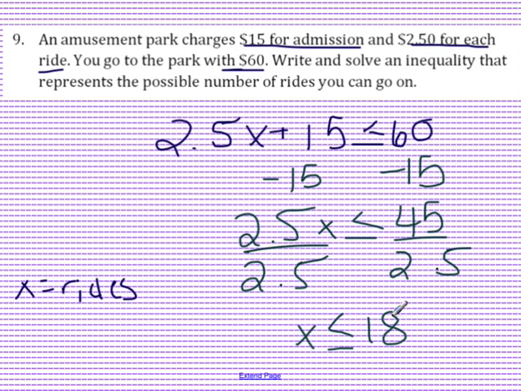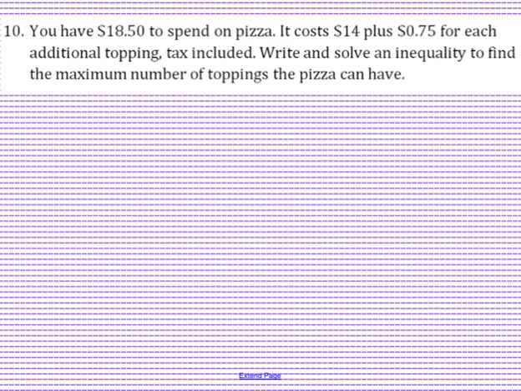Now we want to make sure we label it. Remember that X represents rides. So with that $60, I can go up to 18 rides. I could go less than 18 rides, but I can't go more than 18 rides. 18 is kind of my cap on that one. So let's take a look at number 9.